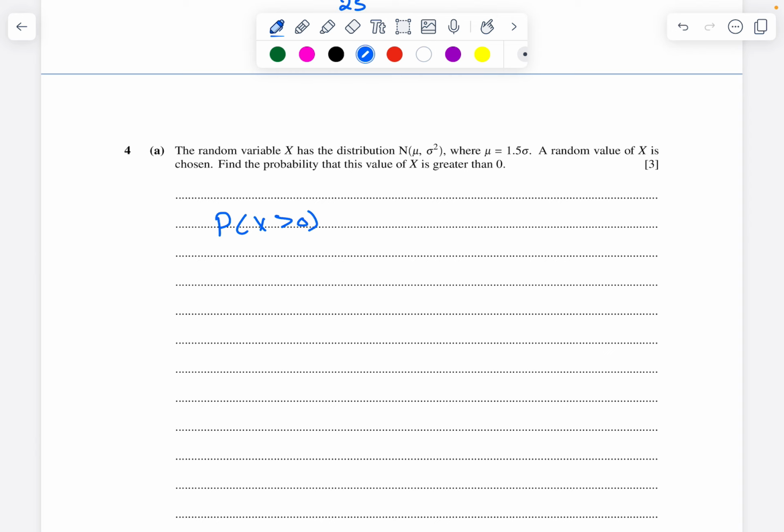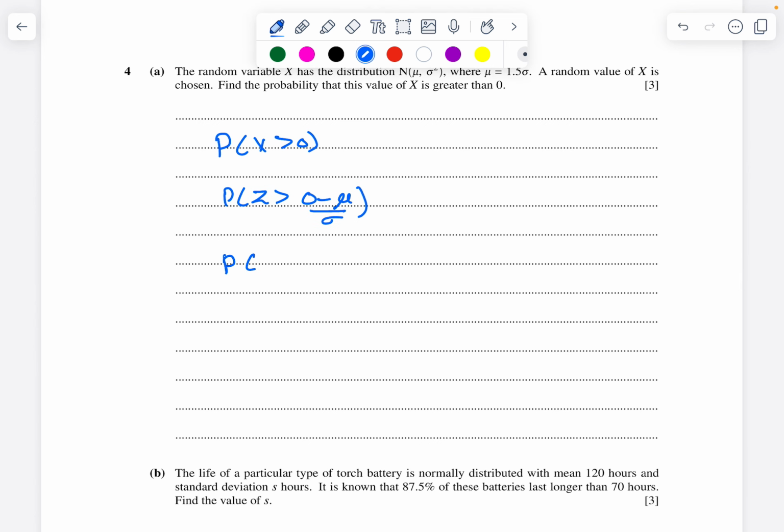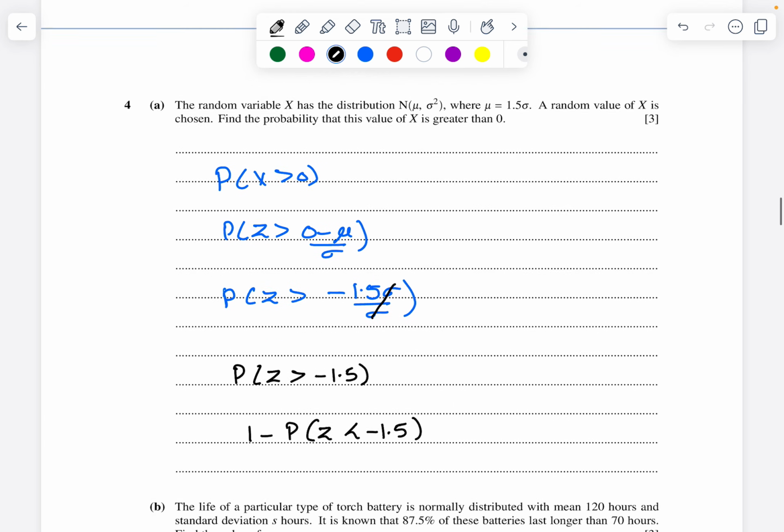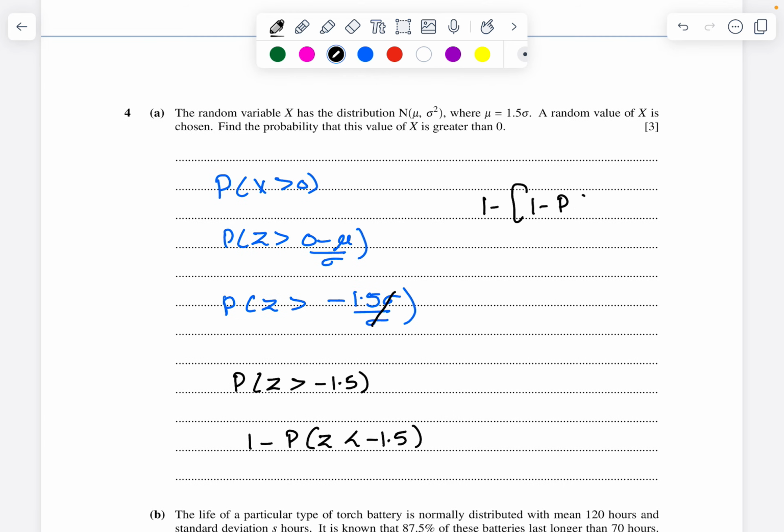Probability of x greater than 0. So probability of z greater than 0 minus mu by sigma. But mu is 1.5 sigma. So probability of z greater than minus 1.5 sigma divided by sigma. Sigma sigma gets cancelled. So what do I get from there? Probability of z greater than negative 1.5. So 1 minus probability of z less than negative 1.5, which is 1 minus 1 plus probability of z less than 1.5. Now check from the table, it's going to be 0.933.